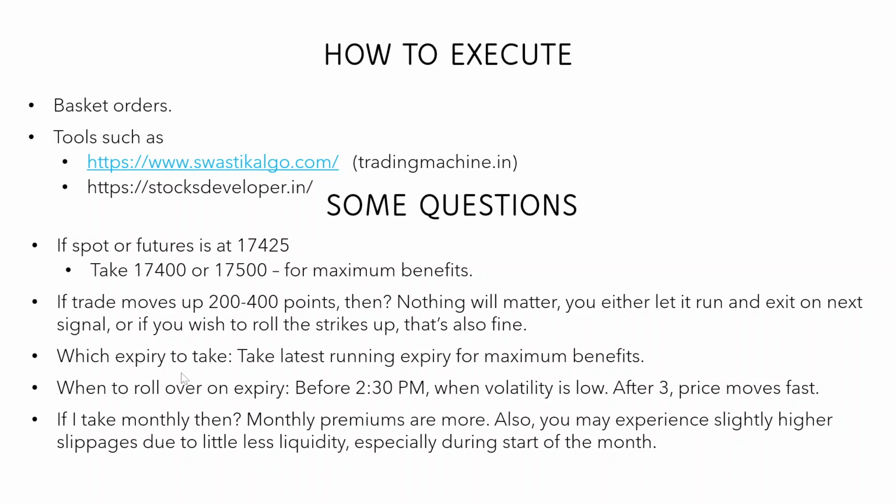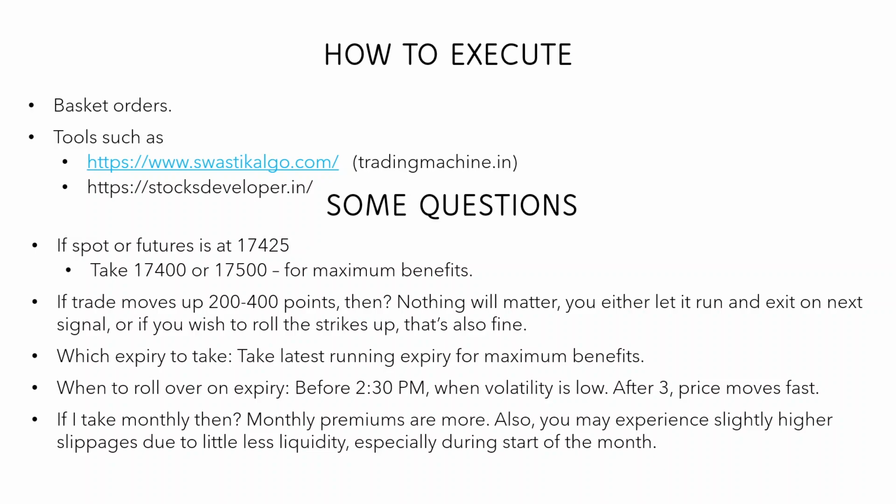Which expiry to take? Take latest running for maximum benefit, right? If you want to roll over, then you should roll over on Thursdays. You should roll over before 2:30 p.m. or around 2:30 p.m., you can say, when the volatility is low. So on Thursdays, if you see from 10 o'clock to 2 o'clock, the volatility would be very high. Then suddenly the volatility will drop, premiums drop, and everything happens.